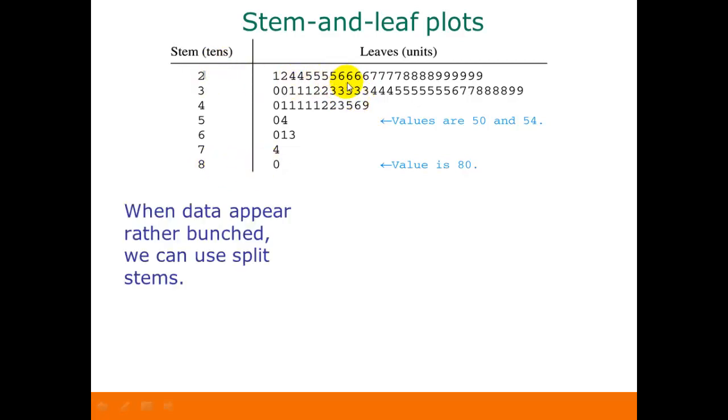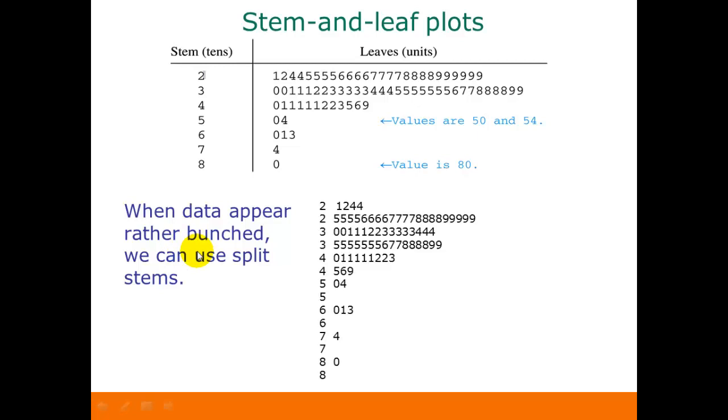Sometimes we have so many data values that we want to separate them a little bit, so we can use split stems. So this stem and leaf plot is just taking the one up here and breaking each stem into 2 pieces. So each one, this one goes from 0 to 4, and the second one will go from 5 up to 9. So this is just taking the data up here and splitting it into 2 parts. So here's the 2 parts for the 2 stem, 2 parts for the 3 stem, and so on.